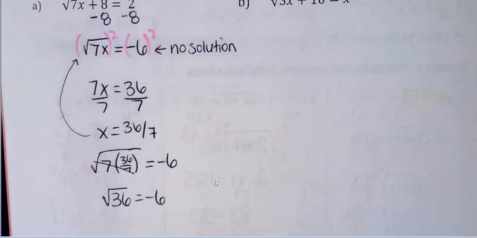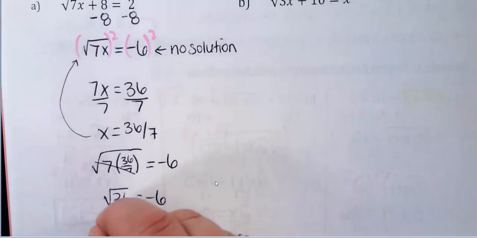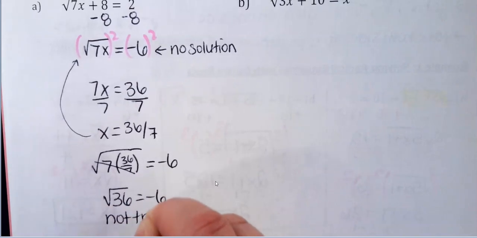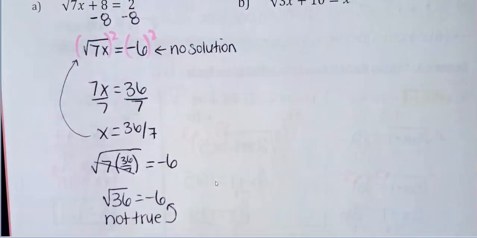It does not work in the original problem. So this right here, this is not true. You cannot plug that in and get that equal to a negative number. If we had a negative in front of the square root, that's a different story. But if you have a square root by itself equal to a negative number, automatically no solution. So if you see any questions like that, if you notice that as you're going through, square root equal to a negative number, no solution.